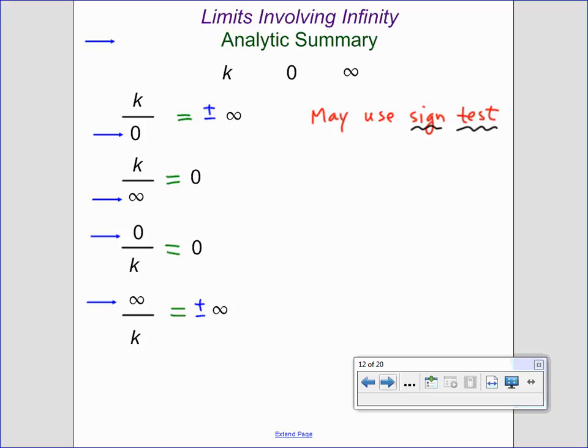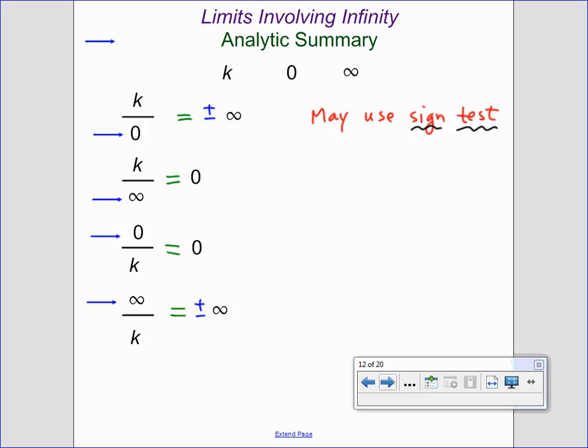Would we have to do a sign test for these? The middle one here? No, it doesn't matter which side we're approaching 0 from, graphically. If it's shrinking to 0, it's shrinking to 0. We don't need a plus or minus here at all. So we don't need a sign test for this middle one. Awesome. What questions do you guys have about our analytic evaluation?